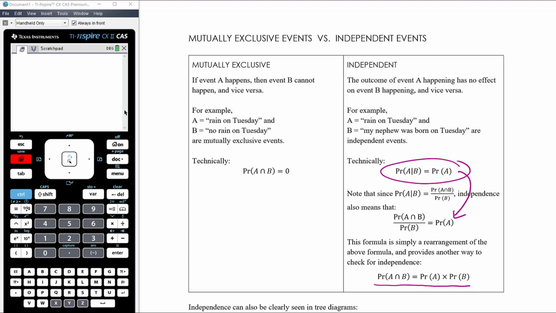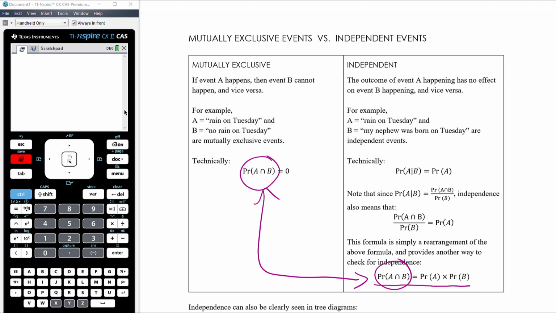So in terms of testing for mutual exclusivity or independence, it comes down to essentially working out what's happening with the intersection. And if one of these two things is happening, we might have mutually exclusive events or independent events. Now, let me be clear that you don't have to have one or the other. Events can be neither independent nor mutually exclusive. There's no issue with that whatsoever.